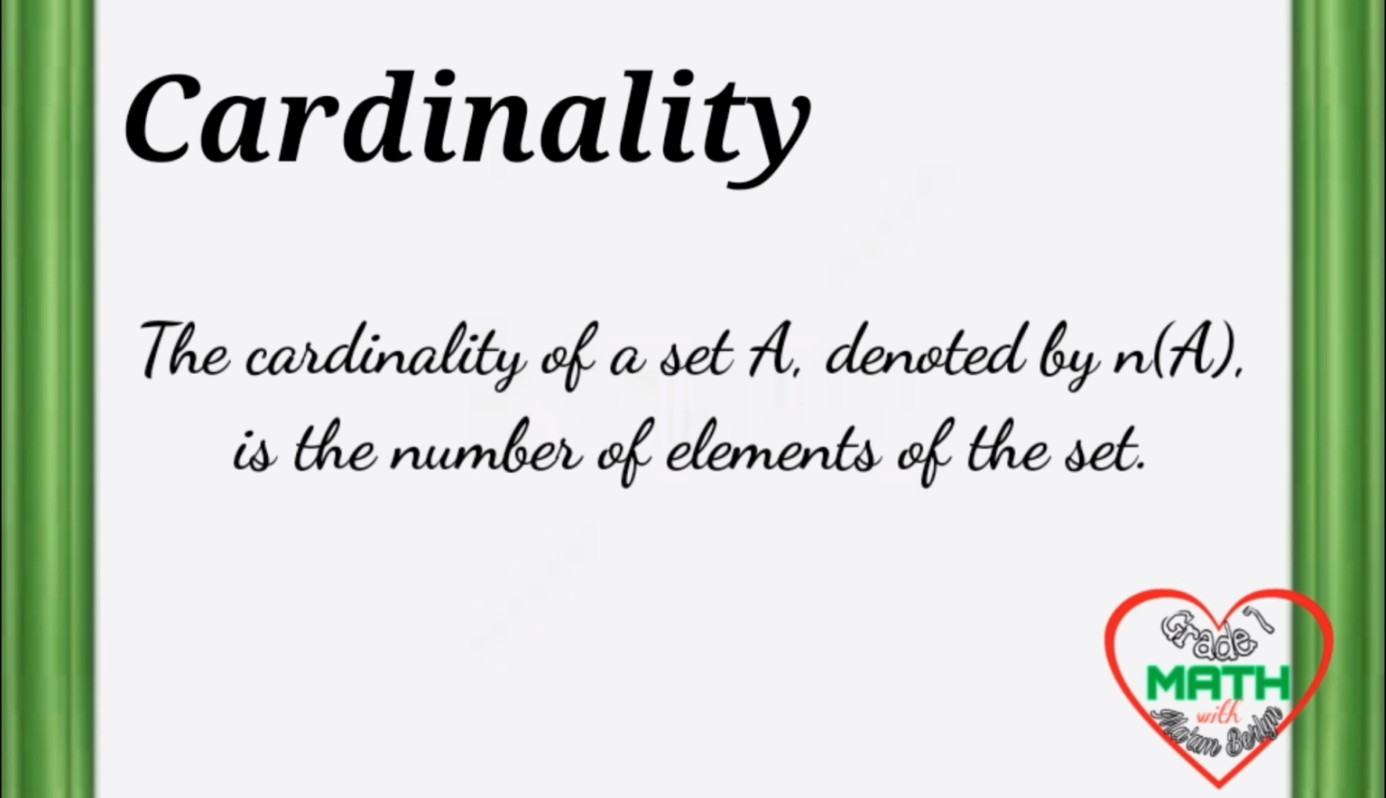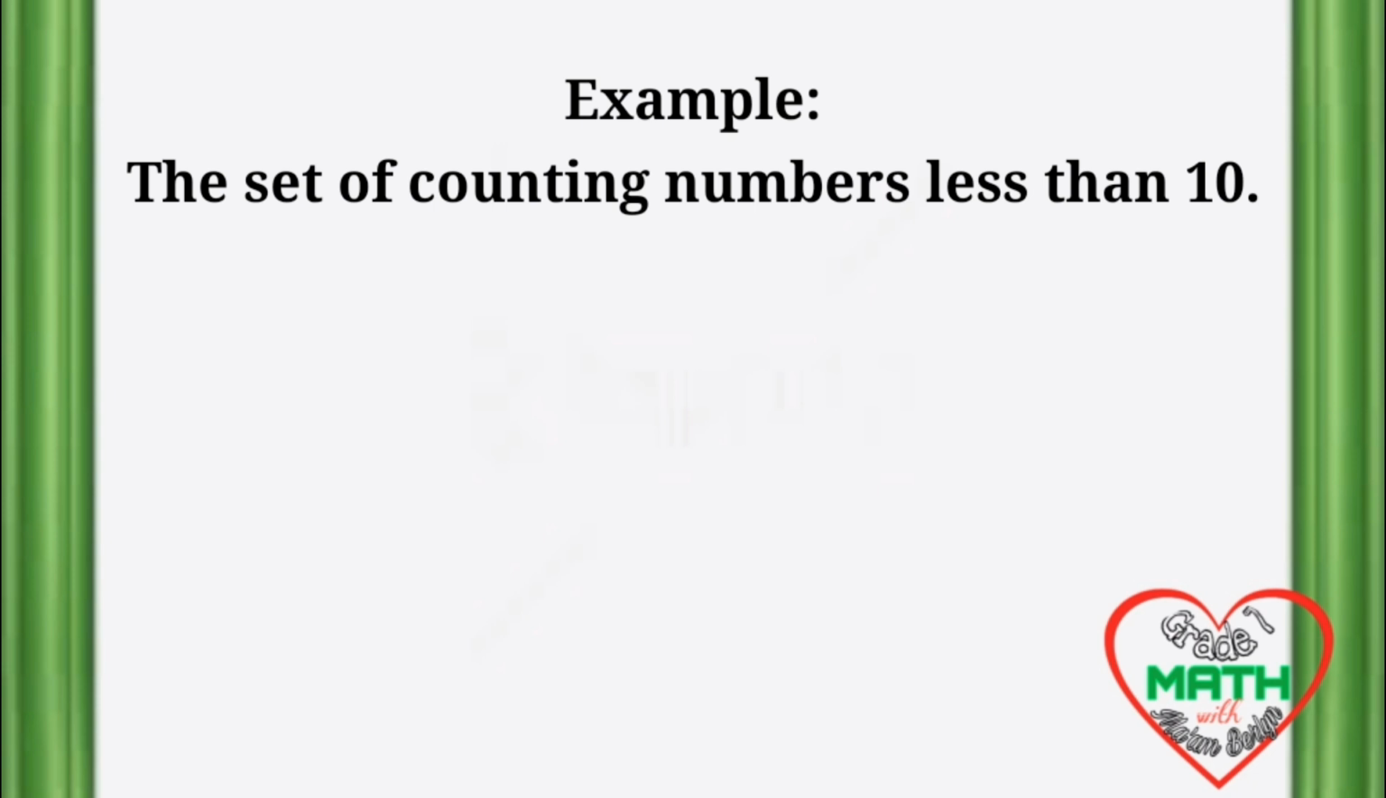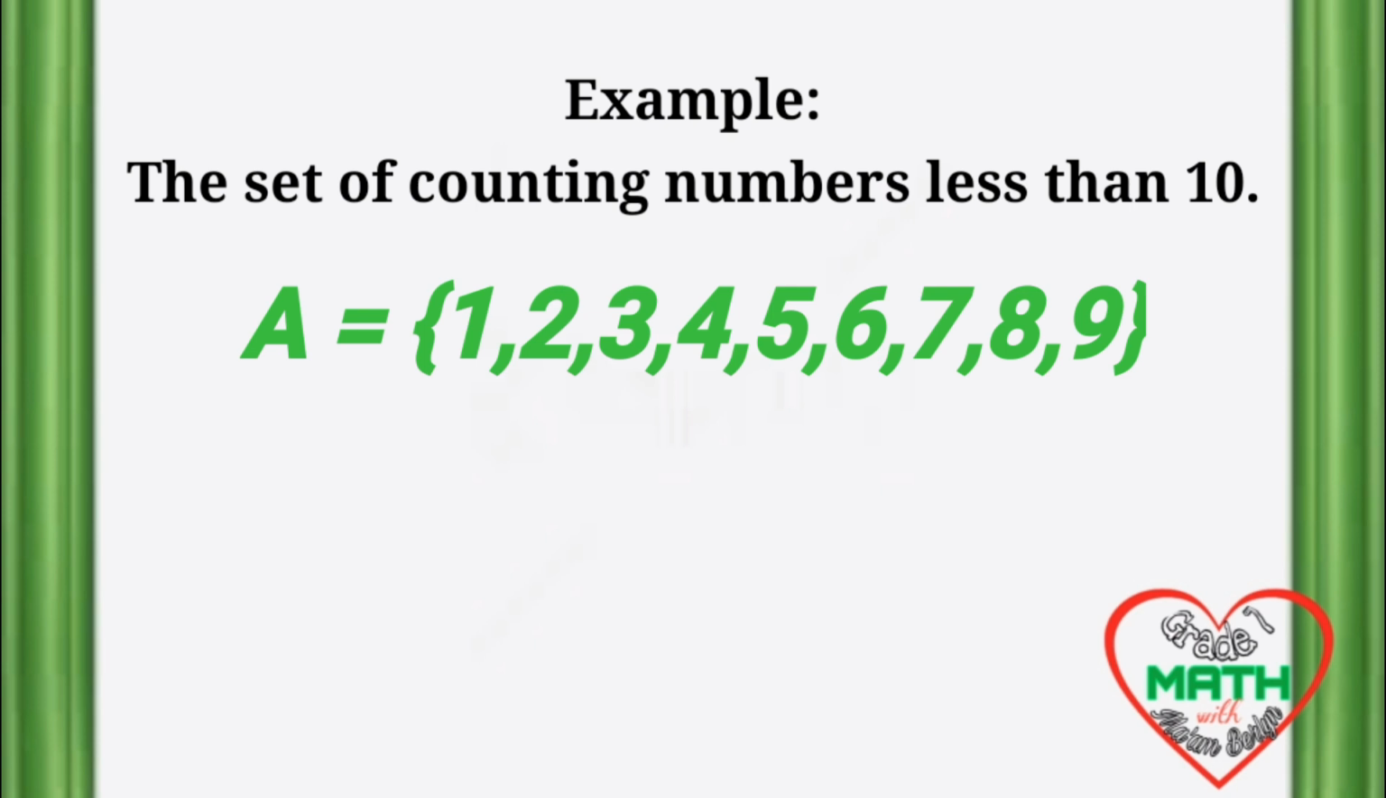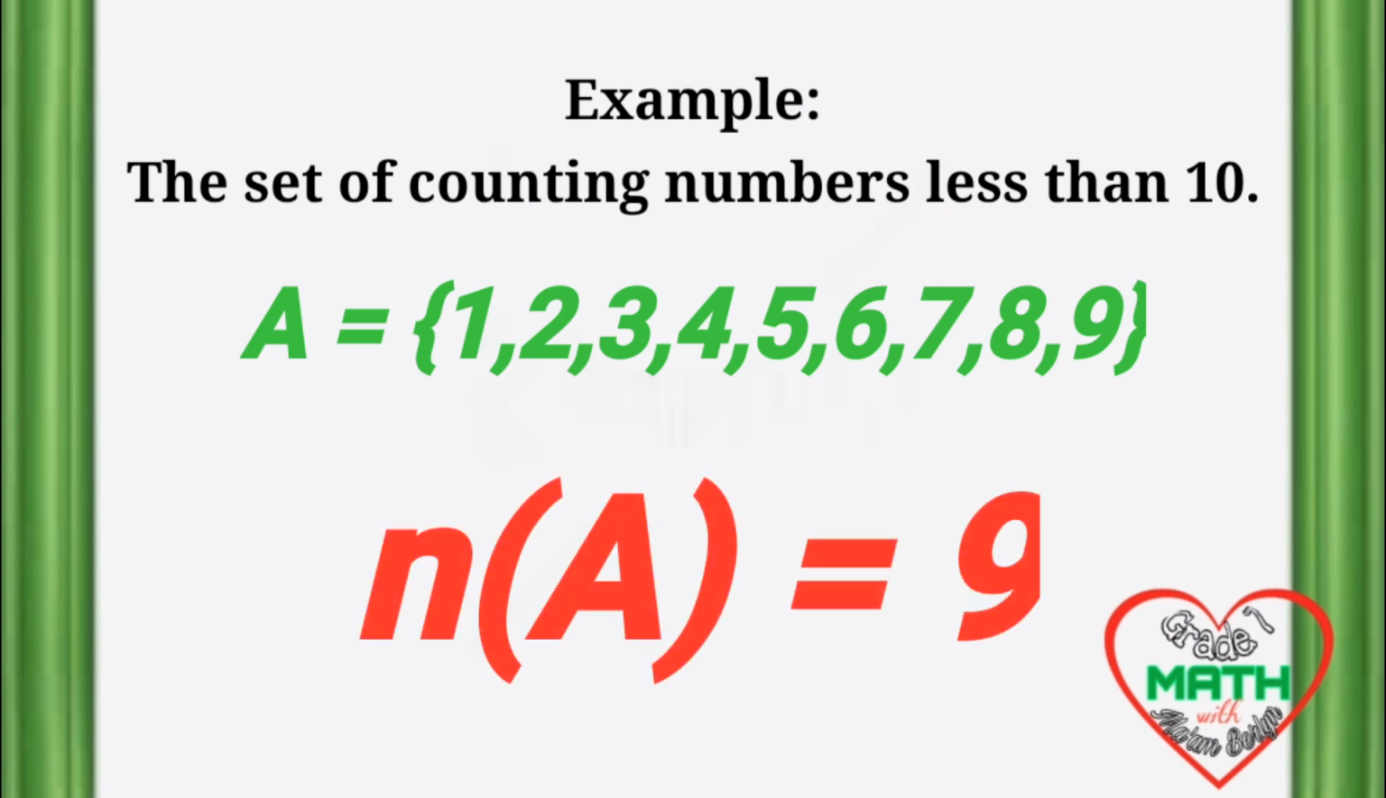Cardinality. The cardinality of a set A, denoted by n(A), is the number of elements of the set. For example, the set of counting numbers less than 10. Let's say set A, the counting numbers less than 10 are 1, 2, 3, 4, 5, 6, 7, 8, and 9. There are a total of 9 elements in the set. Therefore, the cardinality of the set is 9, since there are 9 elements.